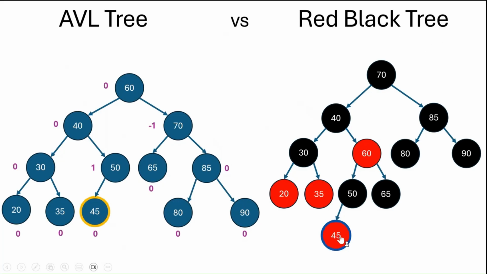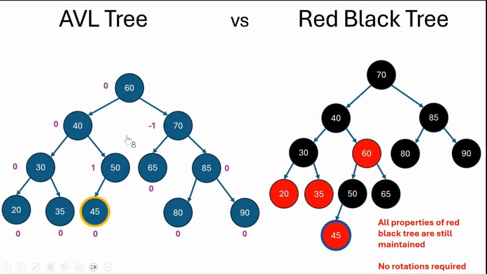So we inserted 45, but it did not require any rotation. We might say it is unbalanced here. So that is the idea, right? Red black tree does not enforce strict balancing. That's why we don't require too many rotations. In an AVL tree, we require a rotation whenever the balance factor is violated, which is 0, 1, -1.